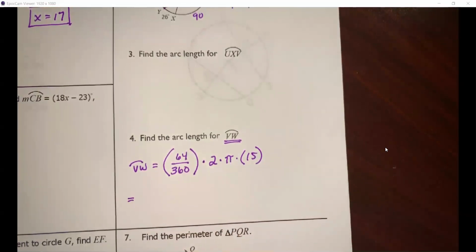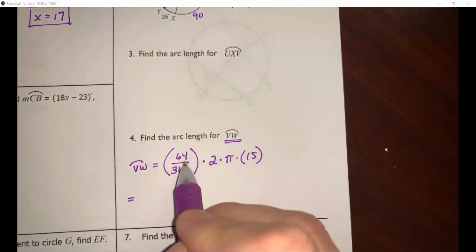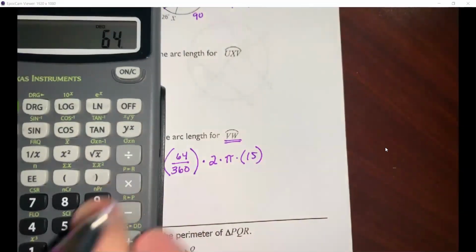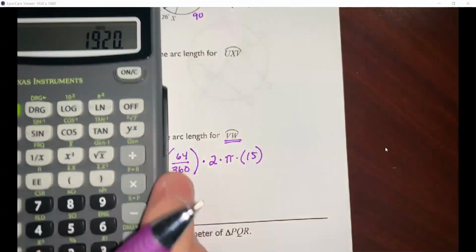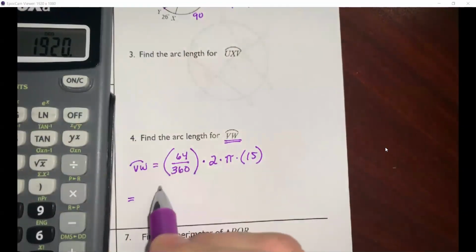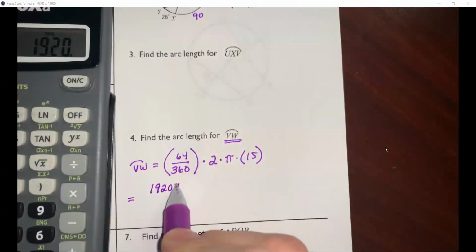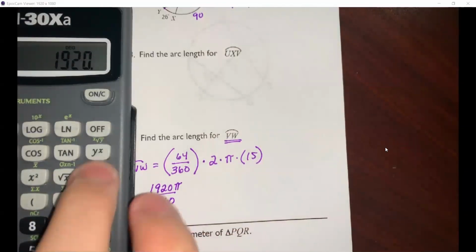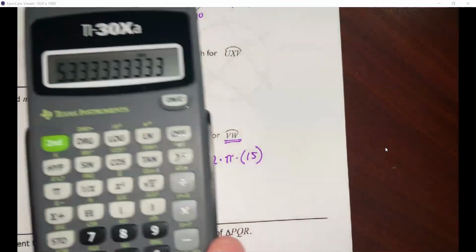But in my class, personally, Mr. Louis' class, I'm okay with you just giving me the decimal. But let me show you the simplified version first. So if I have 64 times 2 times 15, and I'm going to leave it in terms of pi, let's do 64 times 2 times 15. That gives me 1920 pi over 360.